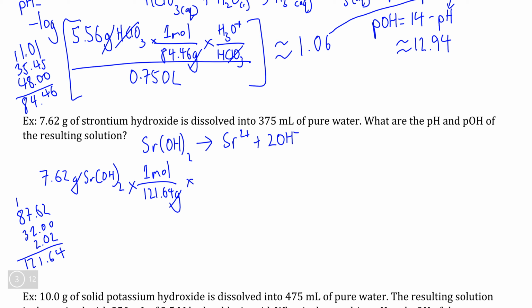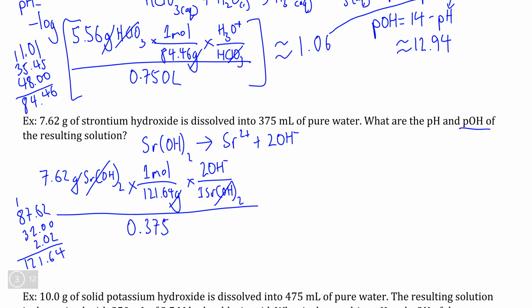But remember, if we're calculating pOH in this case, because we're dealing with a basic solution, what we're interested in is hydroxide. So we need our second conversion factor here, multiply by 2 hydroxide per 1 molecule of strontium hydroxide, and that tells us our moles of hydroxide. To find concentration, all we do is divide this number by our solution volume, which is 0.375 liters, and we have our concentration of hydroxide.